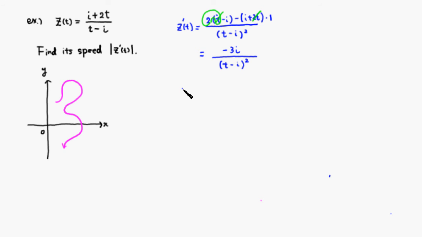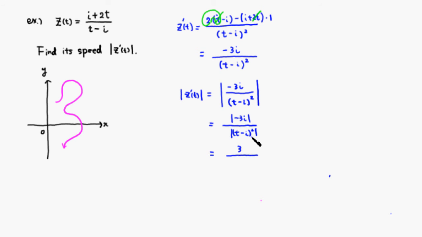If you want to find the speed, it's just the absolute value of z prime of t. So we take the absolute value of negative 3i over (t minus i) squared. We can take the absolute value of the numerator and the absolute value of the denominator separately. On top, the absolute value of negative 3i is 3. On the bottom, we can take the absolute value of t minus i first, then square it later.